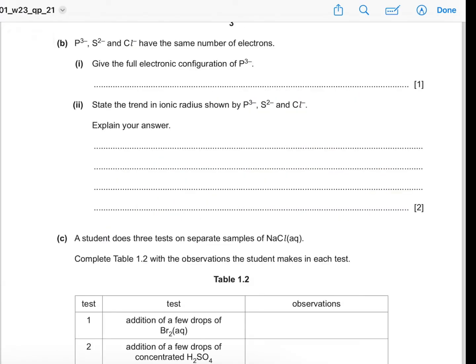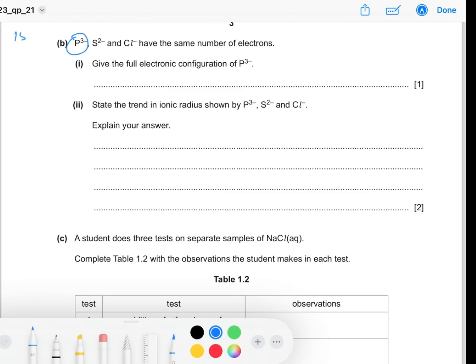B. Phosphide, sulfide and chloride ions have the same number of electrons. So phosphorus goes from 15 electrons to 18 electrons, which is a gain of 3 electrons. Sulfur goes from 16 to 18. Chlorine goes from 17 to 18. Chlorine gains 1 electron, sulfur gains 2 electrons, and phosphorus gains 3 electrons.